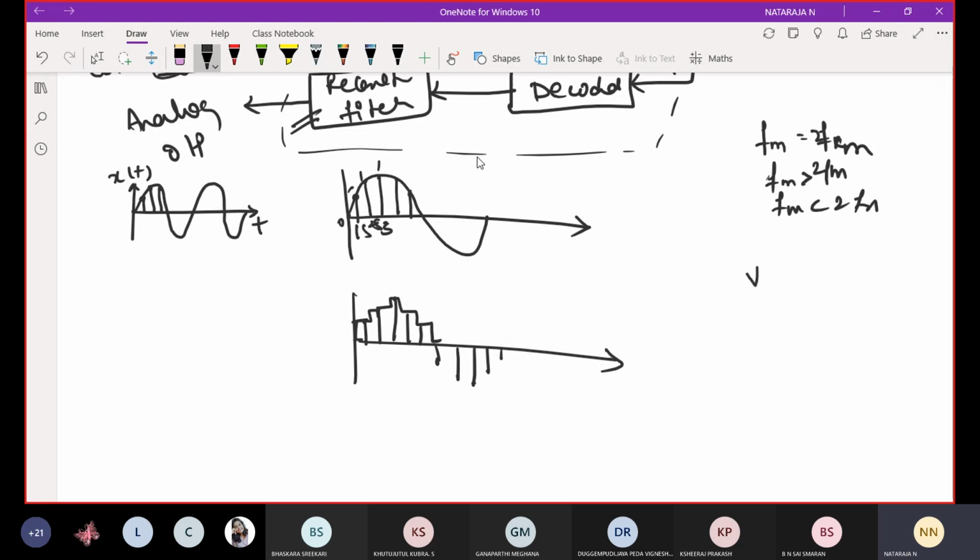We have different types of quantization: mid-riser and mid-tread. Mid-riser quantization and mid-tread quantization. Here we are going to use a linear quantizer technique to find the step size.